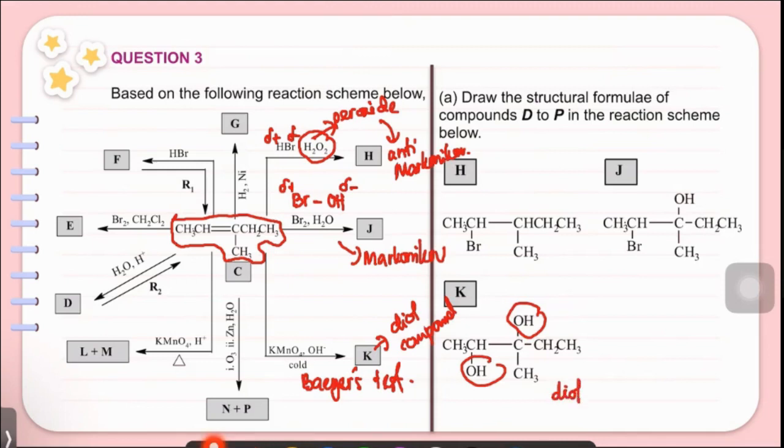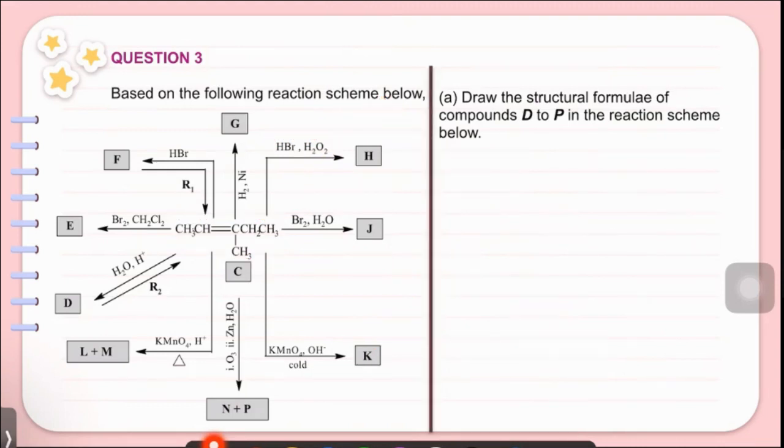Okay, and then N plus P. Okay, and then the structure of N plus P. So the structure of N plus P, sorry, L plus M first. Okay, so the structure of L plus M come from reaction of C with KMnO4, H plus, and then heating process. So this is we call oxidation.